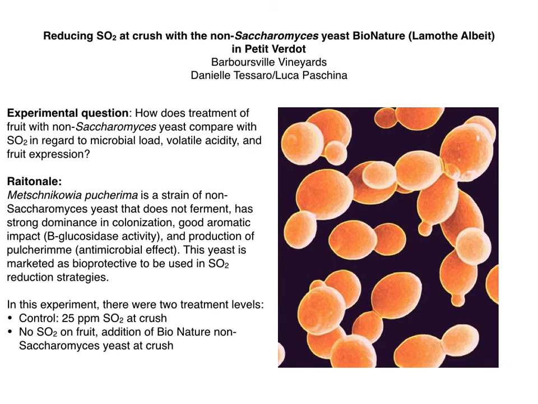Okay, and then the last experiment that I'm going to talk to you about in this session is one that was done by Daniele at Barboursville. This one was an experiment with Petit Verdot, and in this case, Daniele wanted to see if he could use a bioprotective non-Saccharomyces yeast product to be able to not use sulfur dioxide at crush. So all of the other experiments we've looked at so far, we're using SO2 plus something else.